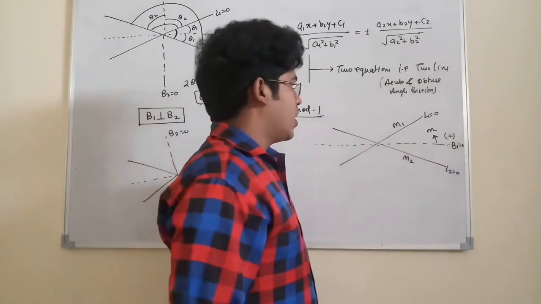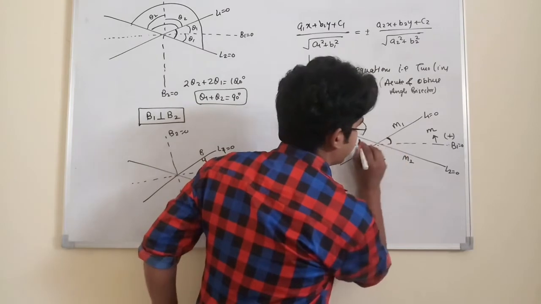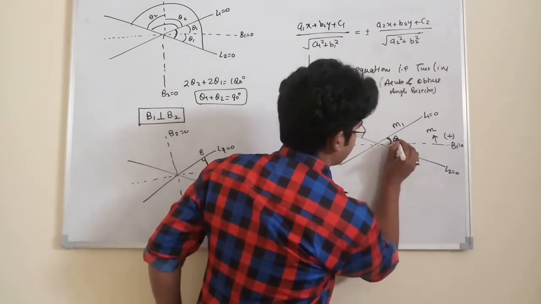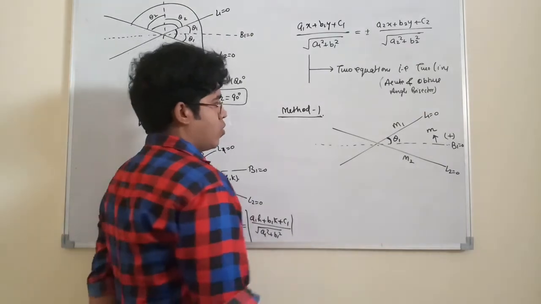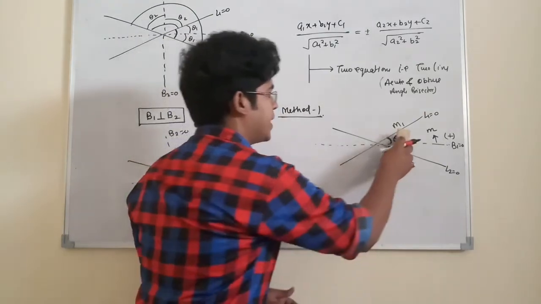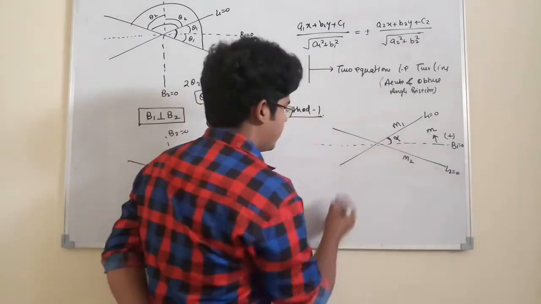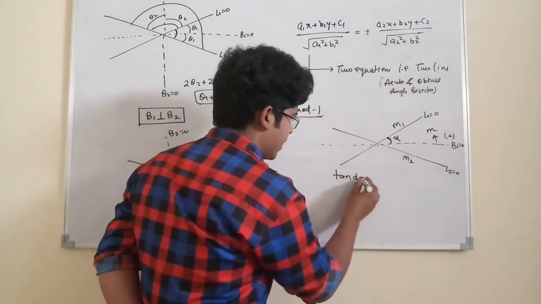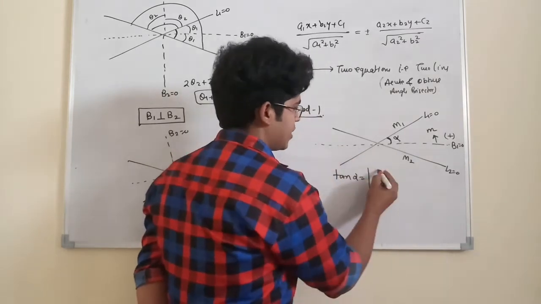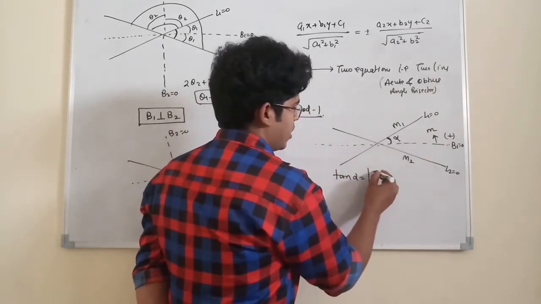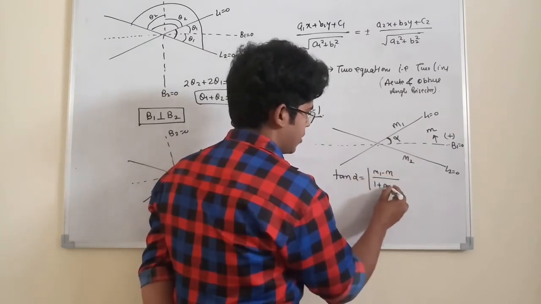Now this is B1 and we have L1. Let the angle between L1 and B1 be theta 1, or we may take alpha. Suppose I am taking this as alpha. So what will be tan alpha? Tan alpha I can write with modulus because it is an acute angle and I am interested in that. It will be M1 minus M upon 1 plus M1M.